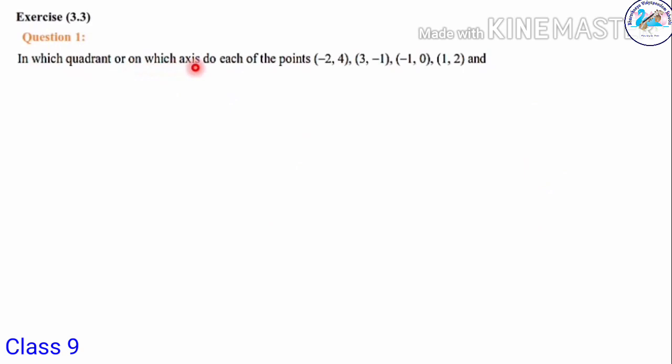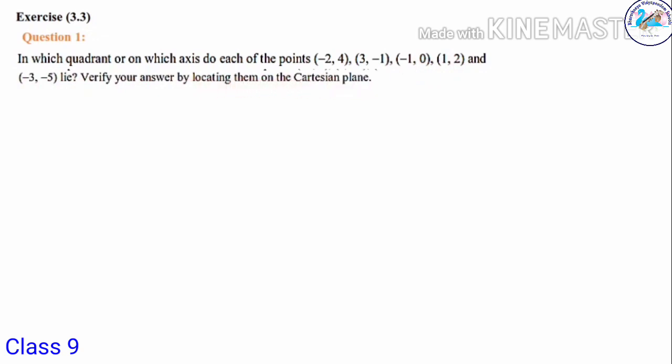Move on to exercise 3.3. First question. In which quadrant or on which axis do each of the points (-2, 4), (3, -1), (-1, 0), (1, 2) and (-3, -5) lie? Verify your answer by locating them on the Cartesian plane.